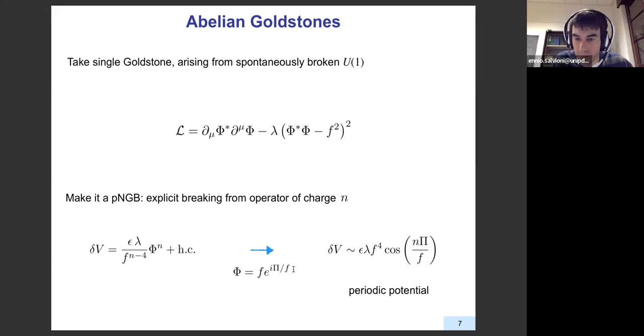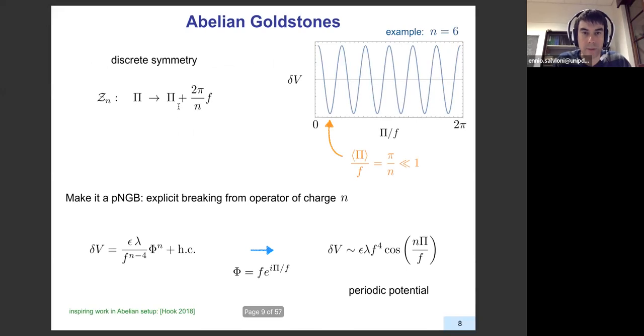Okay, which we see by parameterizing the angular mode of the field in this way. So this is a periodic potential, and we know where it comes from. We know that there is a discrete symmetry underneath it, which shifts the pion in this way. And so this is a very simple way to get, for an abelian Goldstone, the VEV to be very small. The pi over f at the first minimum here is parametrically pi over n, and if n is largish, then this is much smaller than pi.